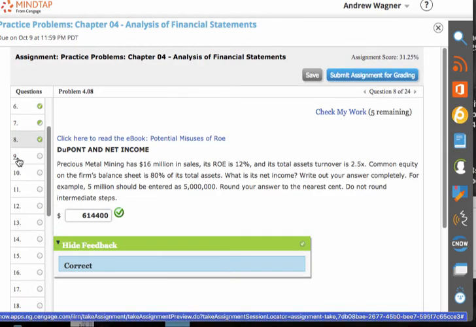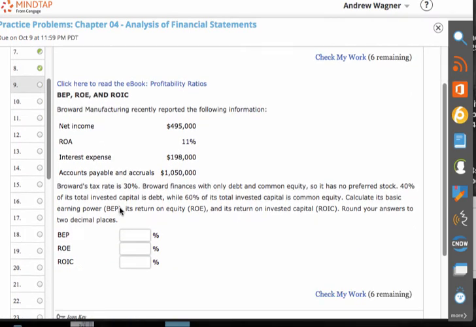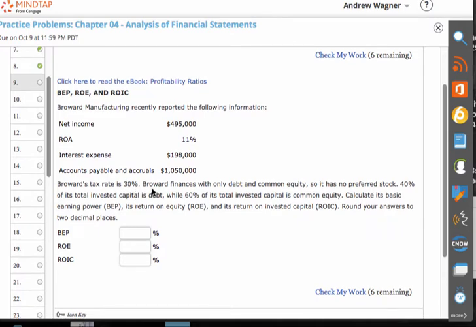Alright, so let's go to the next one. Basic earning power, return on equity, and return on investment capital. Basic return on assets, and in this case, I think Broward reports this. We have net income, return on assets, interest, and accounts payable. The tax rate is given as 30%. They just finance with debt and equity, no preferred stock: 40% debt, 60% equity financing.